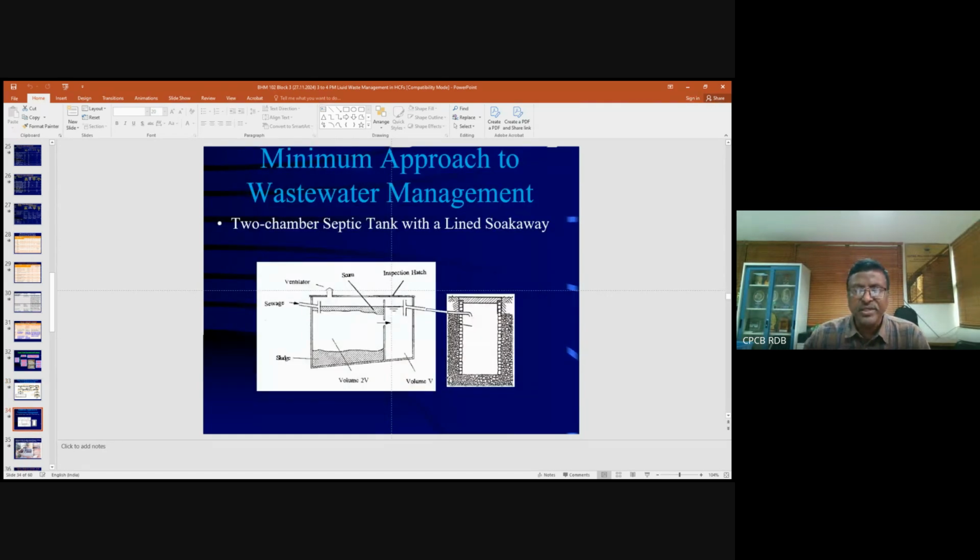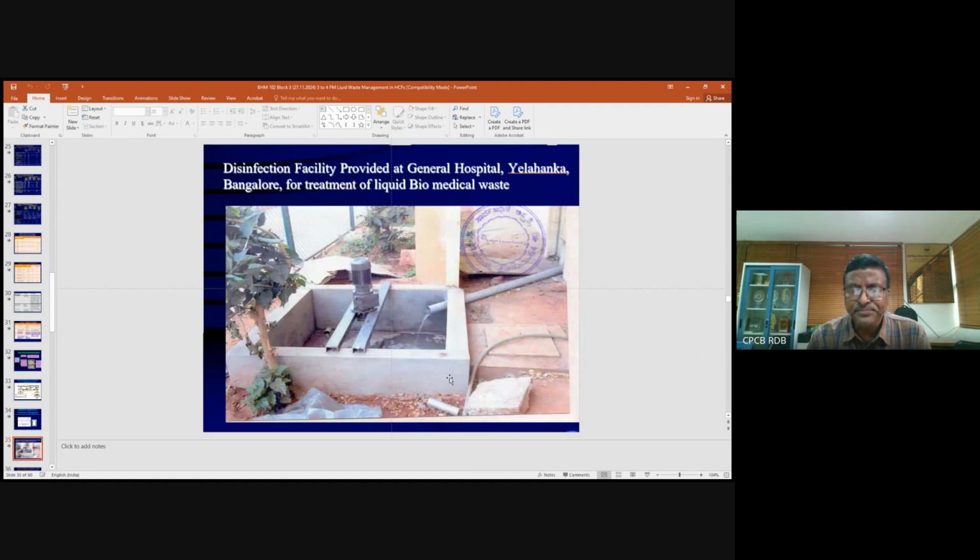What are they? Let us have a look at it. This is a two-chamber septic tank with a soak pit. It is like an anaerobic process, simply a two-chamber septic tank, an anaerobic process followed by a filter unit. This is a very old method that was followed, but presently it is not allowed.